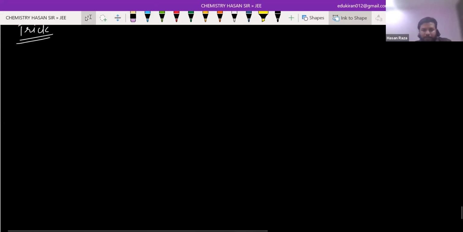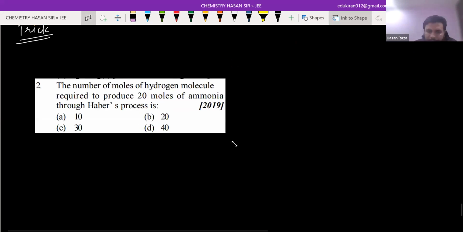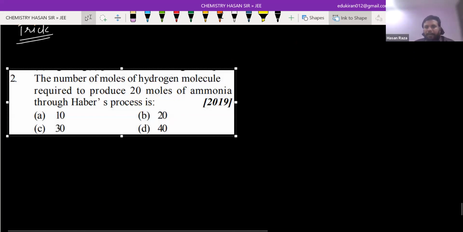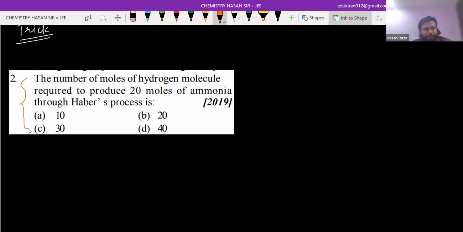I'm going to explain this. First of all, if you are in class 12th now, can anyone tell me the chemical equation from this question?